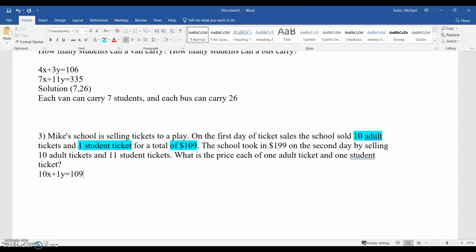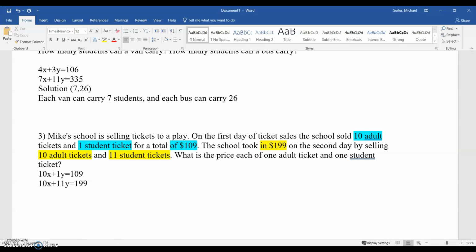Now the second sentence is a little trickier because they took the numbers and rearranged them. So like I said, this is where you have to pay attention to where the numbers are located and what variable goes with them. The very first number is going to be 199. So they took in $199. They did that by selling 10 adult tickets and 11 student tickets. So we just have to make sure when we're writing our equation out that we've got the adult tickets as X and the student tickets as Y. So 10 adult tickets, so it's 10x plus 11y equals 199.